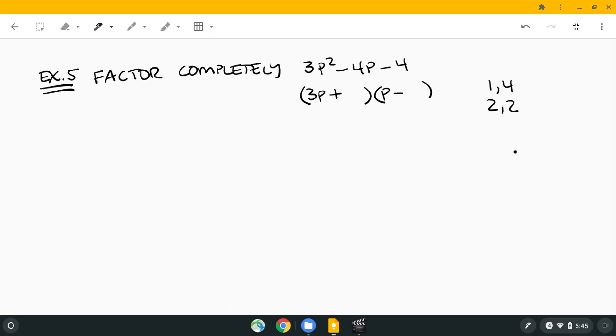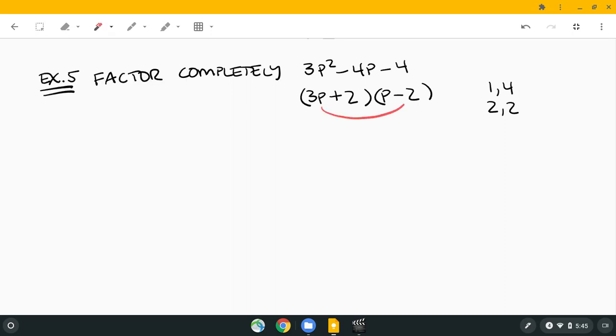Let's see. Suppose that, which one do you think it is? I heard some of you say 2. I can hear you all the way over here in my house. All right, let's check the middle term. Here, 3p times -2 is -6p. 2 times p is positive 2p. And this here will give us -4p.